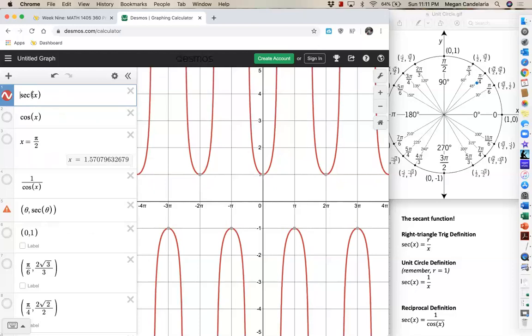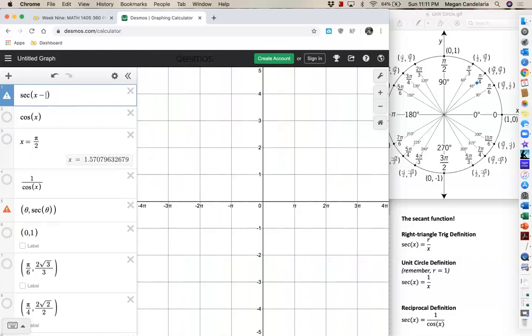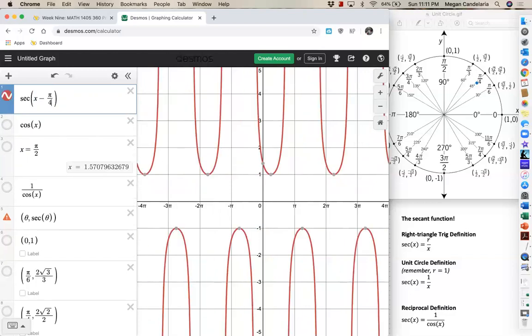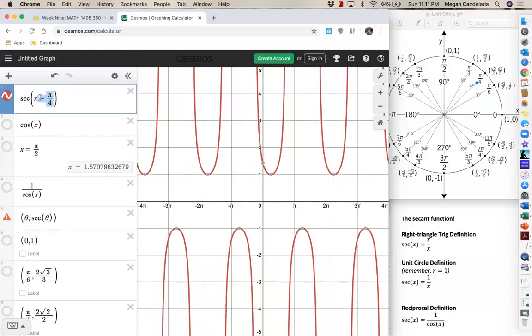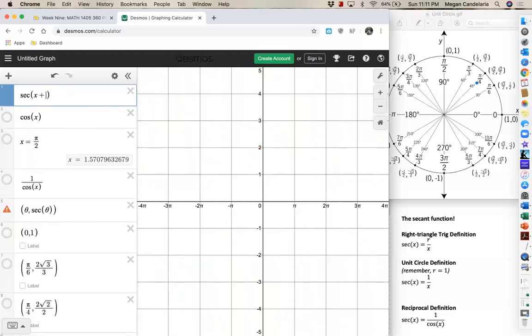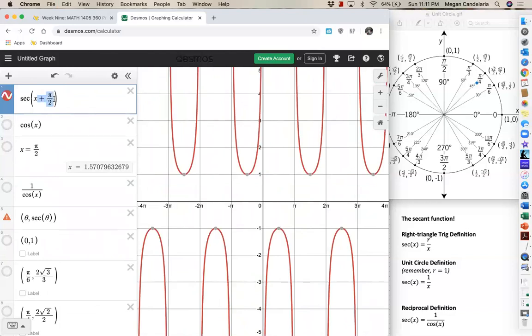Okay. If I want to move this left and right, I'm going to do something inside with the x. So for example, if I want to move it to the right pi over 4, I'm going to do that. So that moves our function to the right by pi over 4 units. If I want to move our function to the left pi over 2 units, I'm going to add pi over 2. So again, notice that's moving our function pi over 2 units to the left.